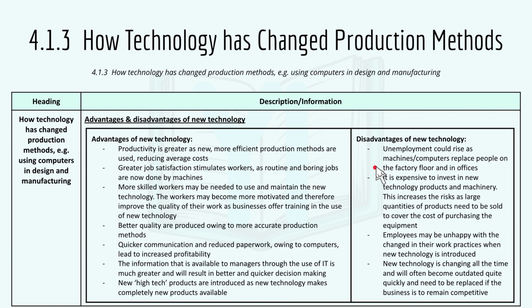Disadvantages include unemployment could rise as machines or computers replace people on the factory floor and in offices. It's expensive to invest in new technology products and machinery. And employees may be unhappy with the change in their work practices when new technology is introduced. And new technology is changing all the time and will often become outdated quite quickly and needs to be replaced if the business is to remain competitive. So you have to pick up things very quickly and learn new technology very quickly.